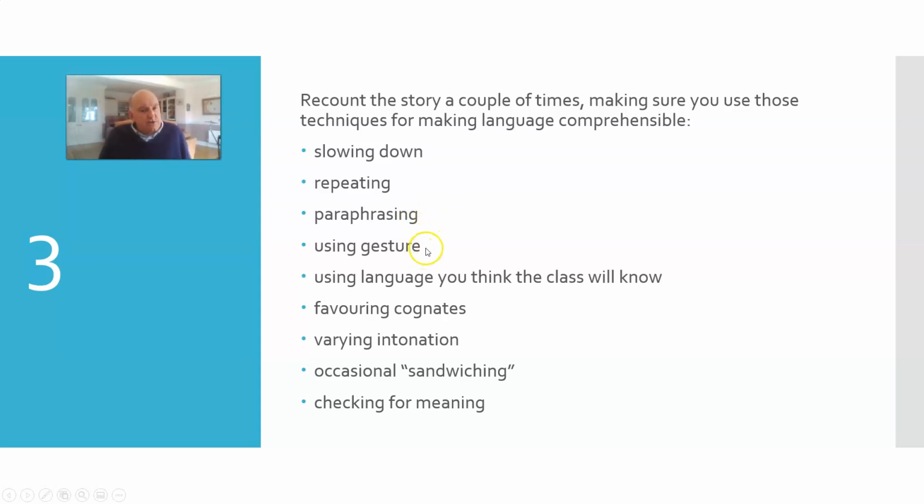You might want to use gesture to supplement your language. You're probably going to focus on using language that you think the class will know. So you'll have a pretty intimate knowledge of what you have done with the class, and it would make sense to angle your language to use chunks of language and individual words that you know the class have practiced previously. You may well want to favour cognates, so in those moments when you have a choice between two words, it might suit you to use the cognate to help with the understanding.